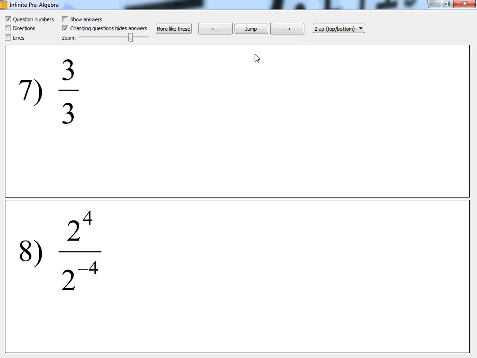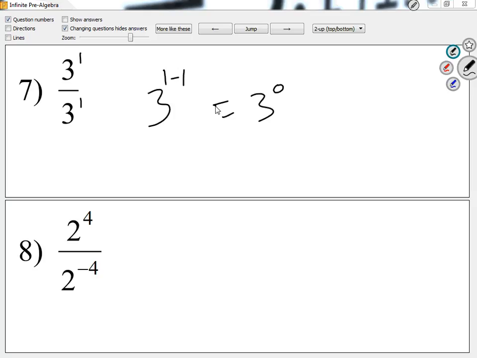Let me take a look at a third rule. Question number 7. If I don't see an exponent, I'm assuming it's a 1. So to work this, my base is 3, and I'm going to go 1 minus 1. The top exponent minus the bottom exponent. How much is 1 minus 1? 0. So I have 3 to the 0.